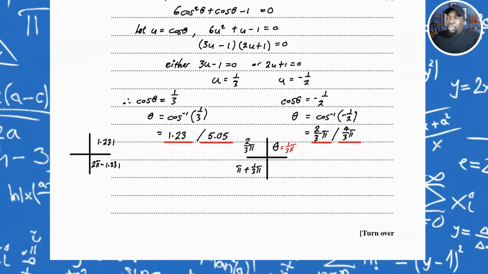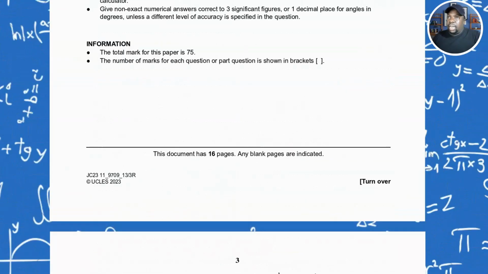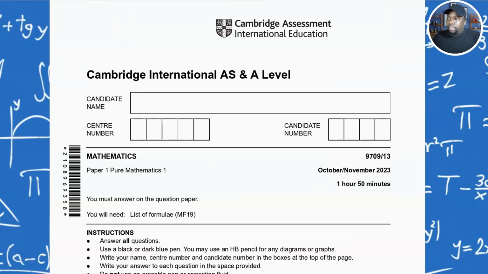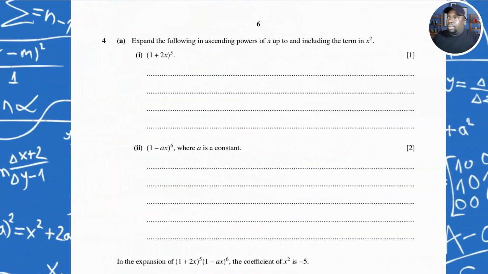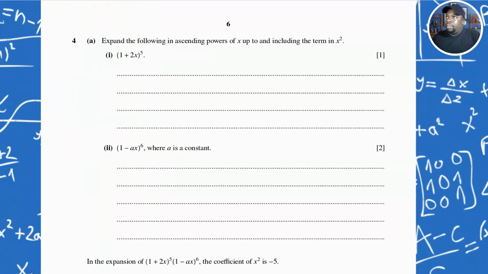Now we want to move on to the next question, which is number 4. Question number 4 is right here. On part A, it says, expand the following in ascending powers of x up to and including the term in x squared. On part 1, we have 1 plus 2x raised to the power of 5.